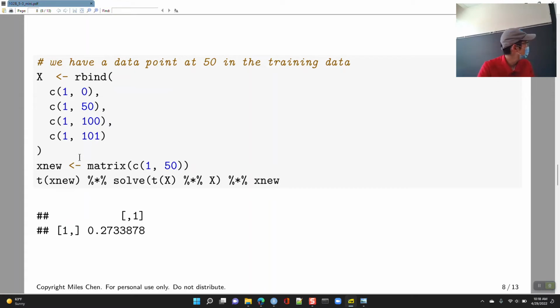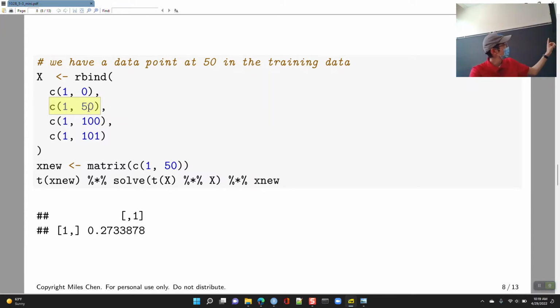And how much variation do I have? I get 0.273, right? Because my new observation is going to be at 50. So I've got 0, 50, 100, 101, and a new observation at 50. How much variation is there for this new observation at 50? It's going to be around 0.273, right? So the idea here is you have observations at 0, 50, 100, 101, and the question is, how much influence does having this point at 50 have?